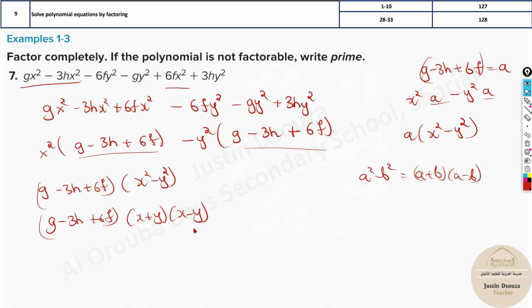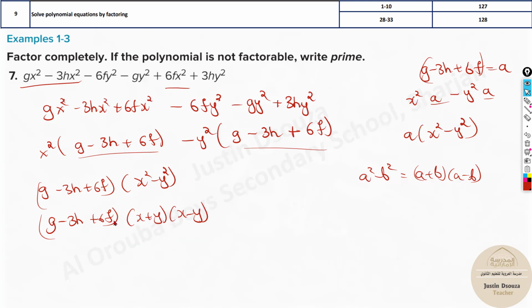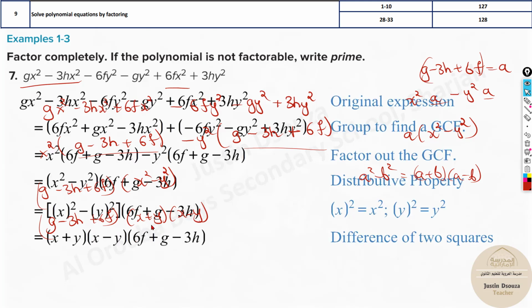I don't think you can simplify further. Yes, that's the answer. They have just written these two terms first, say x plus y, x minus y. And what was these? Now here they have written FGH. It's fine. I've written GHF. This is the answer, as long as the terms are correct.